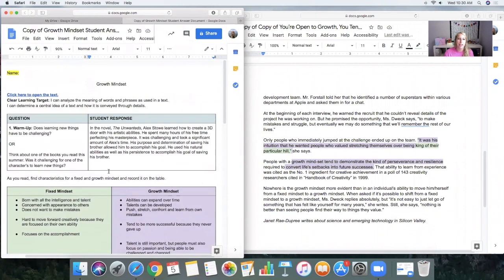So I'll encourage you to go back to your warm-up question to see, do you have a fixed mindset? Does your character have a fixed mindset, or maybe a growth mindset?